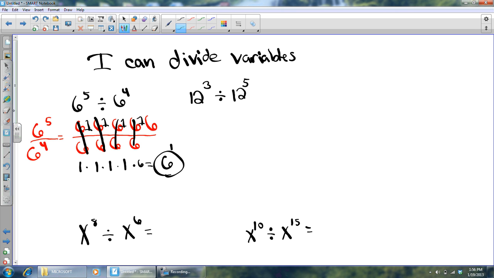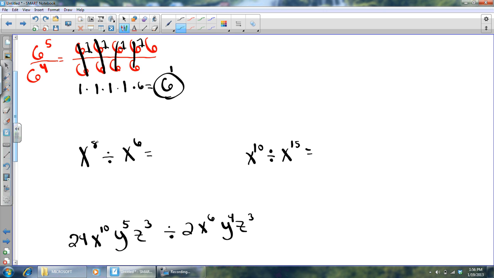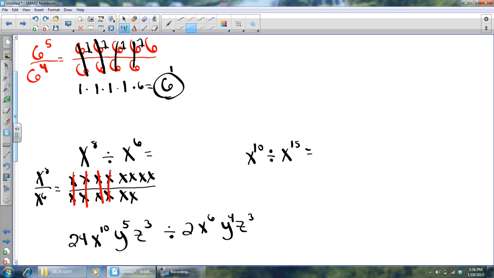Okay? Now come down here and look at this x to the 8th divided by x to the 6th. Well, x to the 8th over x to the 6th, that's going to be 8 x's in my numerator and 6 x's in my denominator, right? And then I can do some canceling. Those will cancel to 1, those will cancel to 1, cancel, cancel, cancel, cancel. What's left? x times x. Well, x times x is simply x squared.